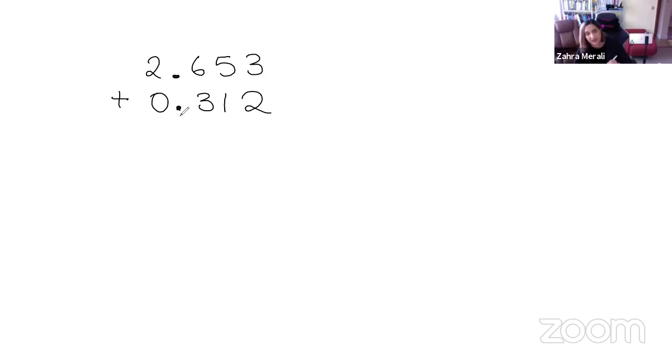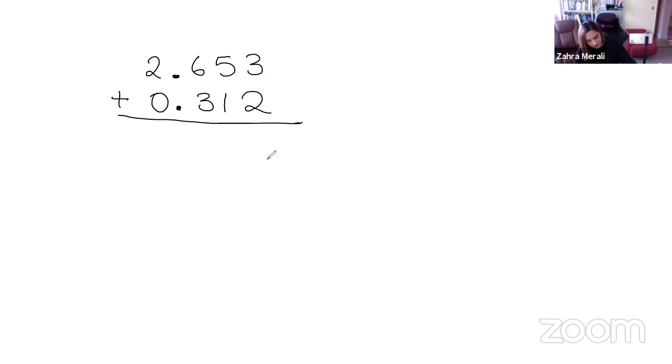When we want to add or subtract decimals, what we want to make sure we do is line everything up. So if we had 2.653 plus 0.312, if you notice, I've automatically lined it up. So the important thing is the decimals line up. And then you would add them like you normally would.